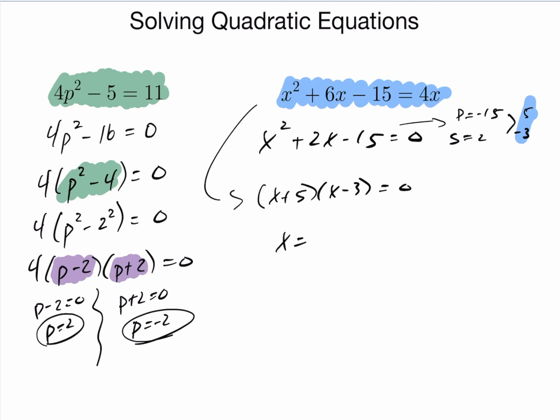And again, we have two options here. That must mean that either x is negative 5 or x is 3. Let's take a look at some others.